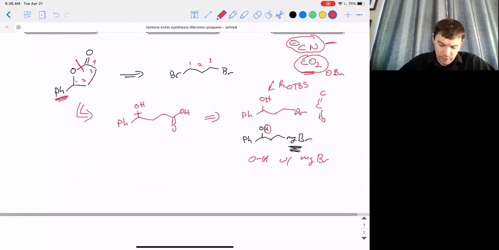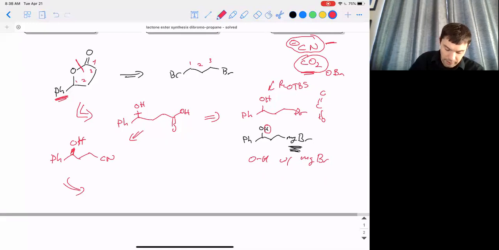So, another thing to do then might be to consider exactly that. What happened if we have a nitrile here? So that is quite a good way to go about it. And then we could imagine taking this back and breaking this bond, and then we would have an aldehyde. And then we can imagine taking this back to our starting material.